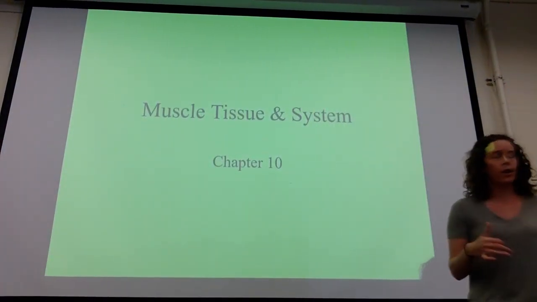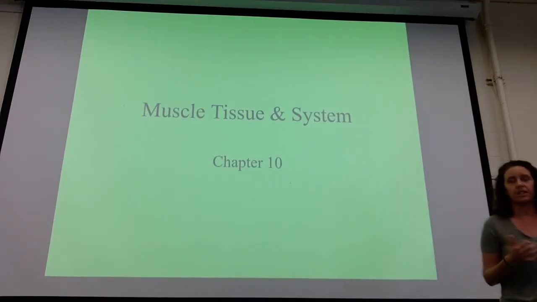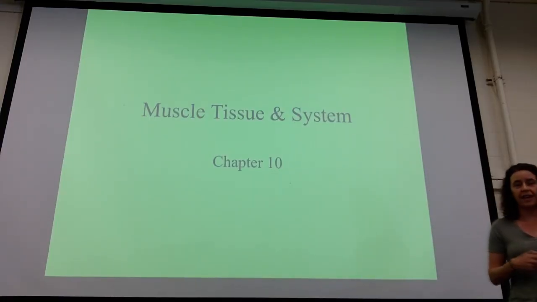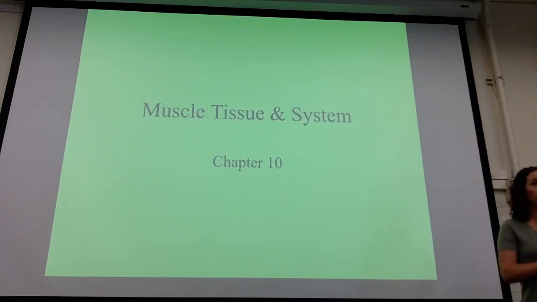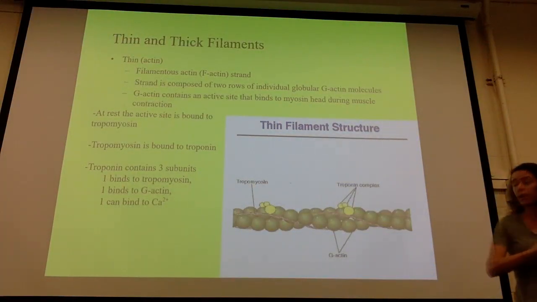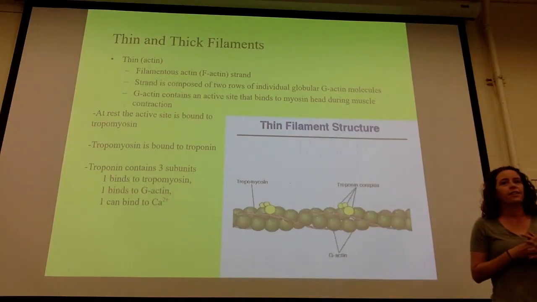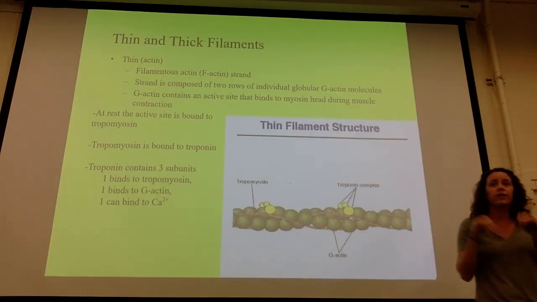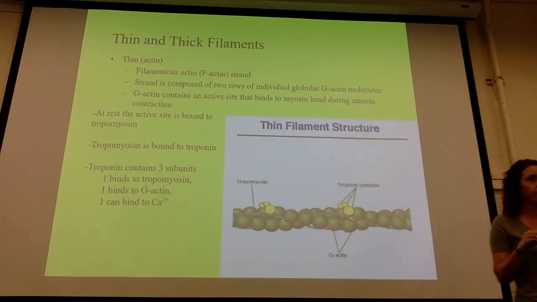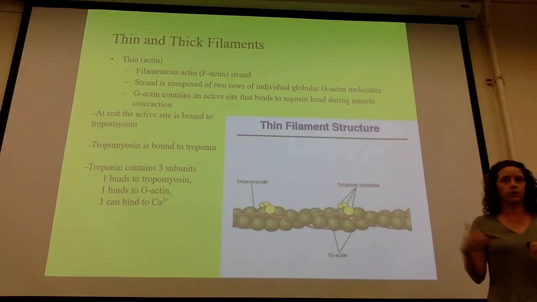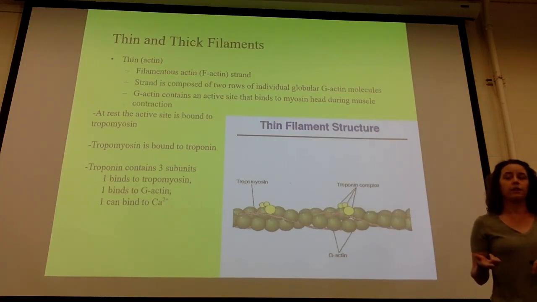So continuing on with the muscle section that we started on Tuesday, some of this will be a review from Tuesday. So starting off with looking at the contractile proteins that on the very, very smallest level are what actually produce the muscle contractions. There's two types of contractile proteins that we see. We have thick and thin filaments.